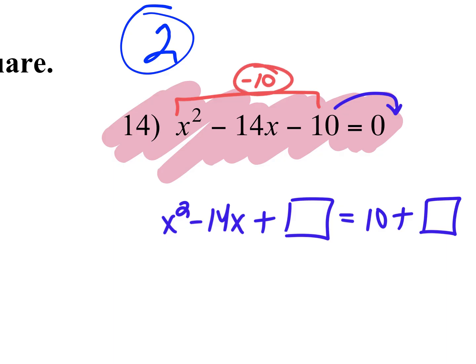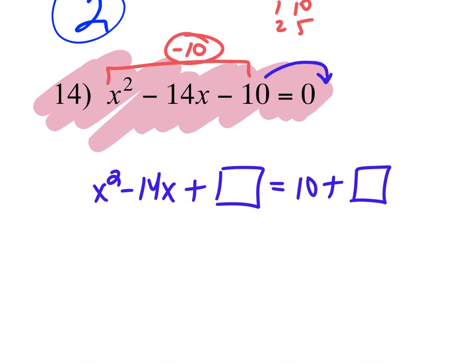We always want to try to factor first because that's the easiest thing to do. So if you think about the factors of negative 10, I have 1 and 10, 2 and 5. Are there factors of negative 10 that'll multiply to give me negative 10 but add to give me negative 14? So factoring doesn't work on this. What will work every single time is completing the square or the quadratic formula.